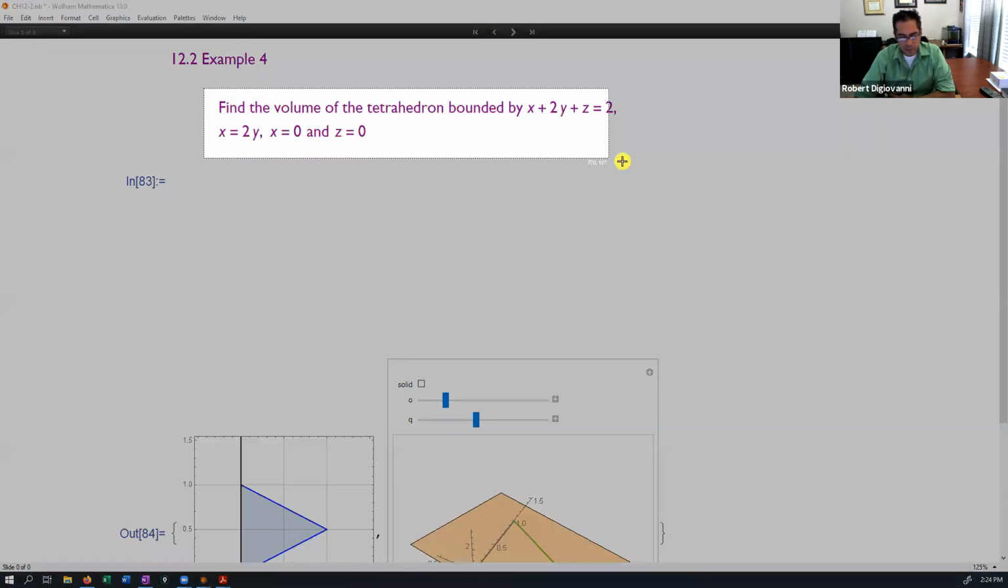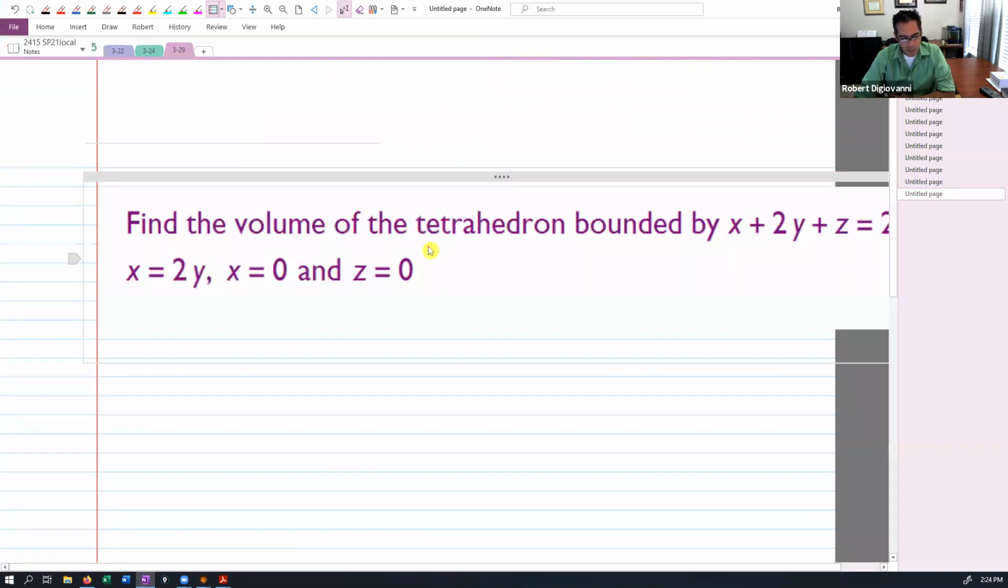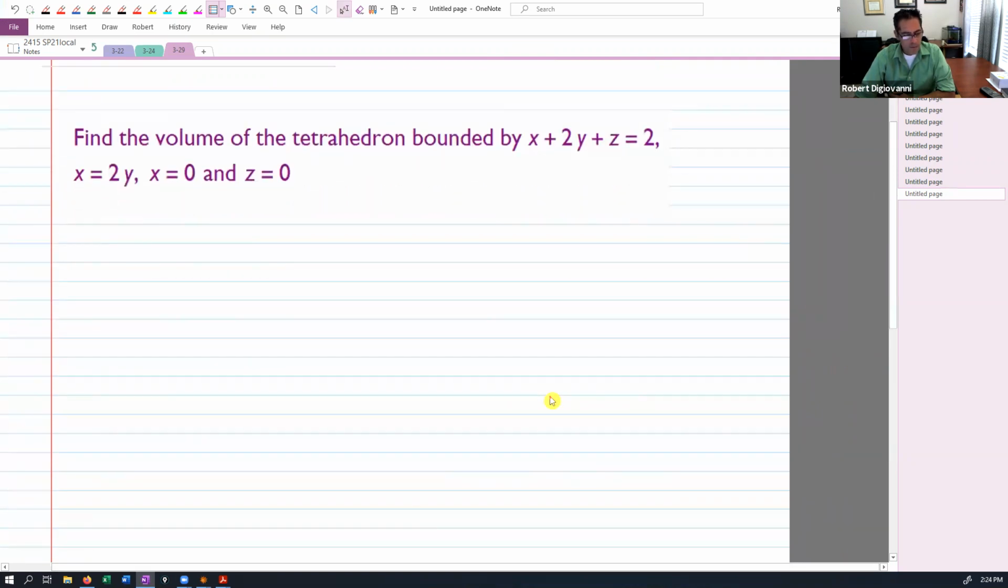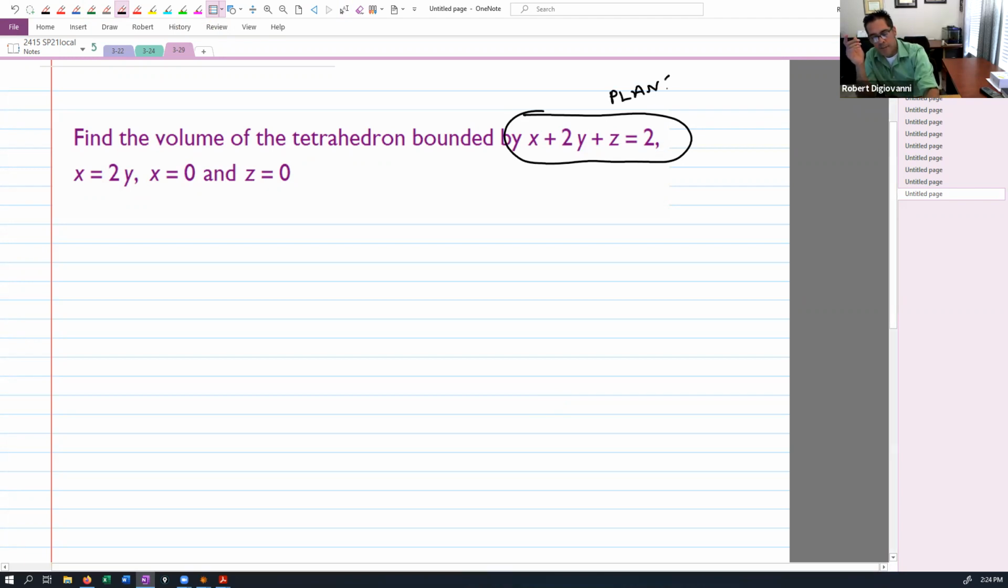This is a good problem. Find the volume of the tetrahedron bounded by x plus 2y plus z equals 2. What is that? What is this geometrically? What does that look like? It's a surface, right? It's a plane. The normal vector is 1, 2, 1. So we have a plane. So find the volume of the tetrahedron bounded by that plane, x equals 2y, x equals 0, z equals 0.